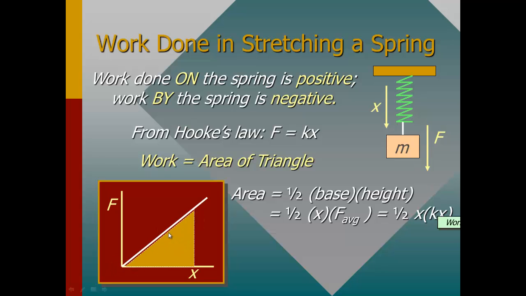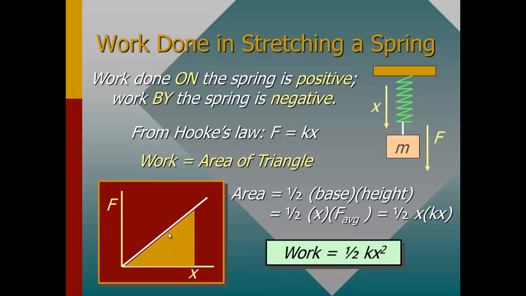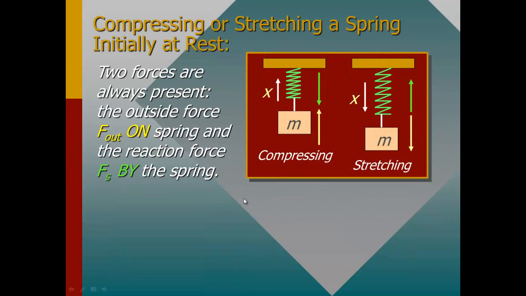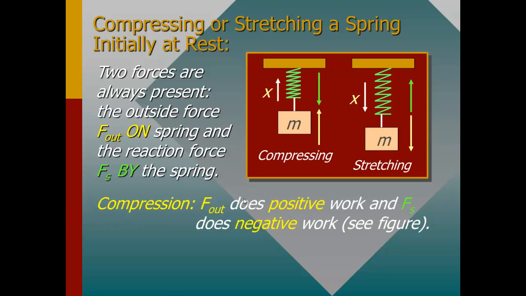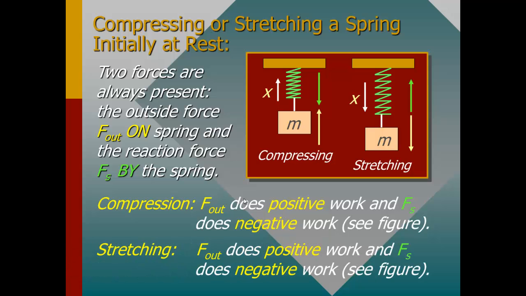So the work done on a spring is 1/2 kx squared. Compressing or stretching a spring initially at rest, two forces are always present: the outside force F out on a spring and the reaction force F sub s by the spring. In compression, force out does positive work and the force of the spring does negative work. So if you compress the spring, you're doing positive work on it and the spring is doing negative work. When you're stretching it, you're also doing positive work and the spring is doing negative work.